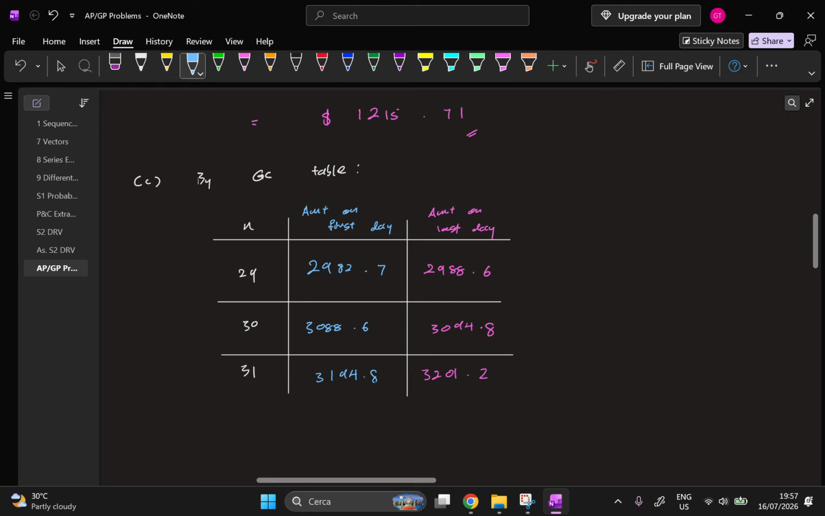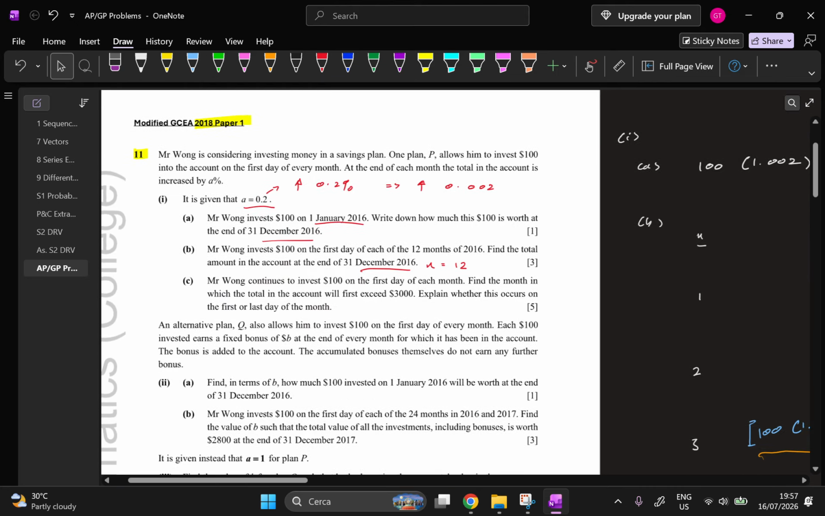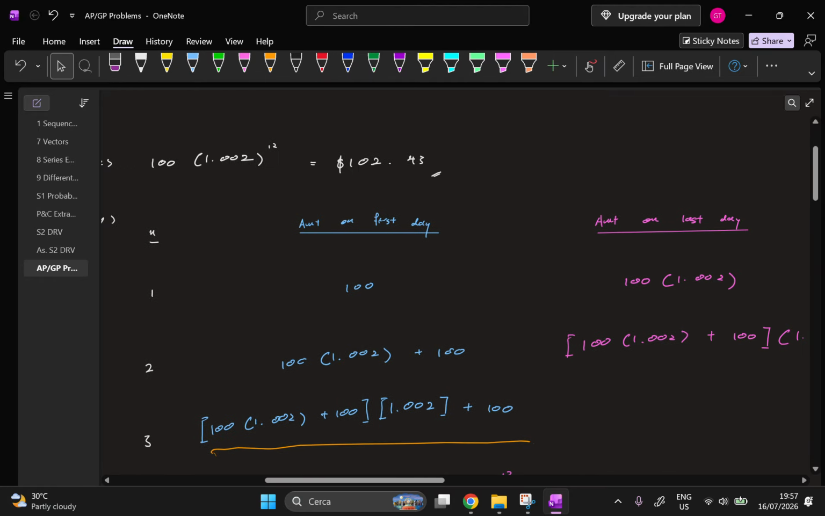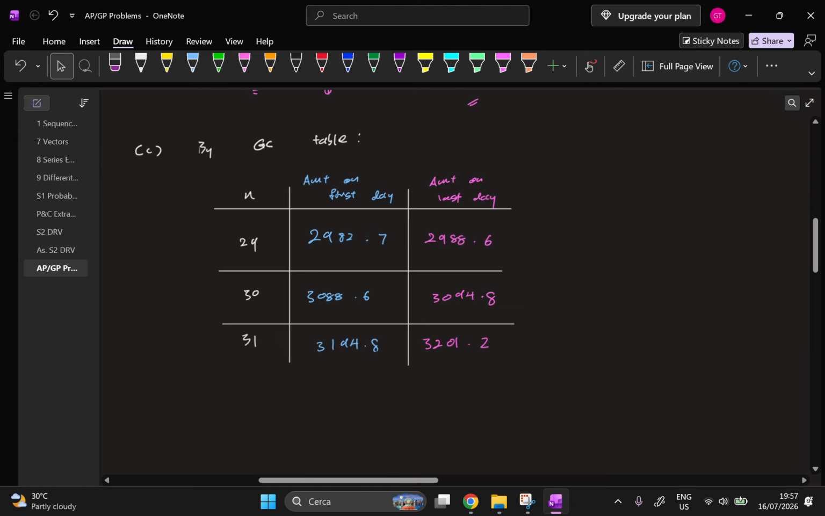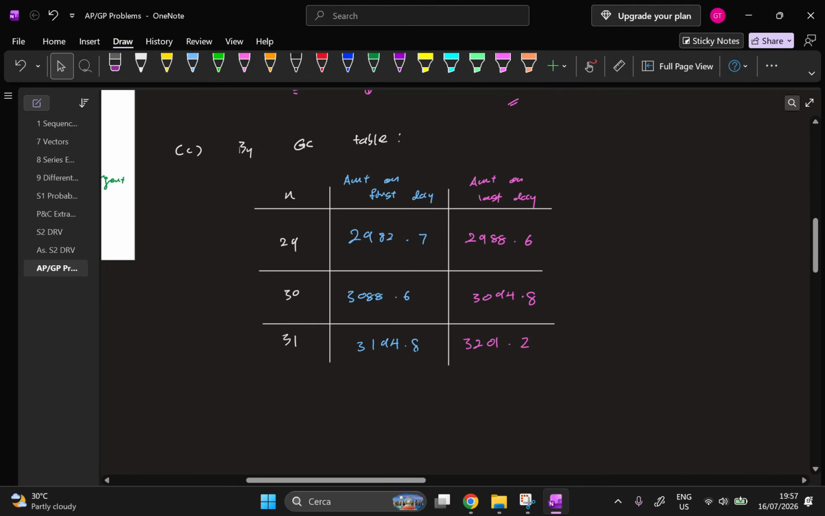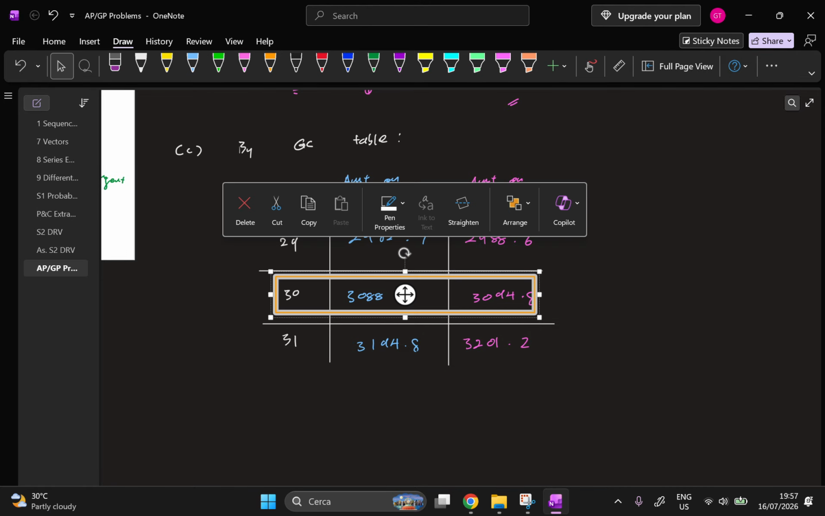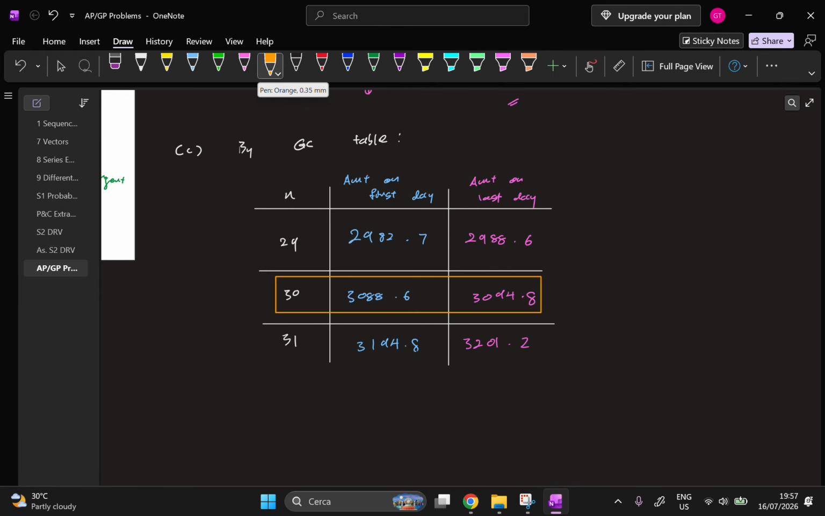So I want either of these to exceed 3000, because let's look at the question now. What did the question say? The question says explain whether this occurs in the first or last day of the month. So they are open to either the blue list exceeding 3000 first or the pink list exceeding 3000 first. They want you to tell them which one exceeds 3000 first. So the row I'm interested in is this one, n equals to 30.